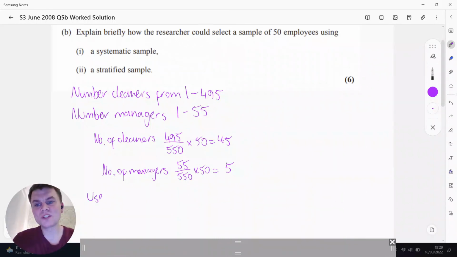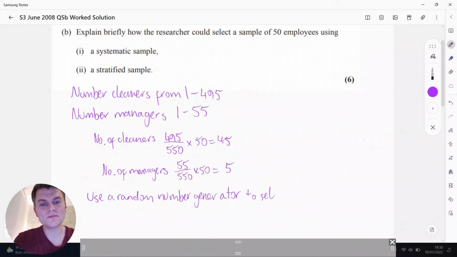So we'd use a random number generator to select 45 cleaners and 5 managers.